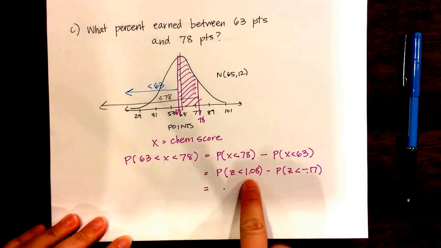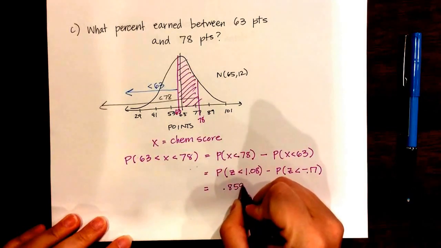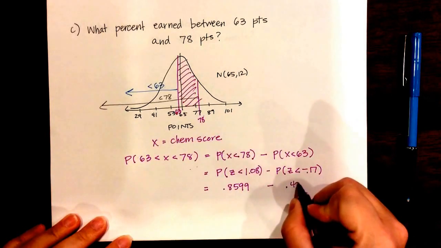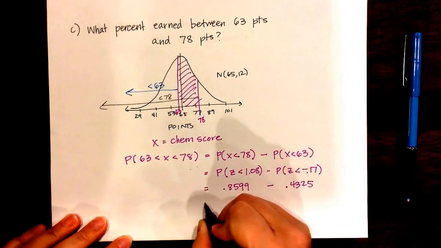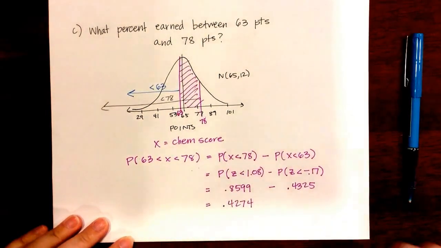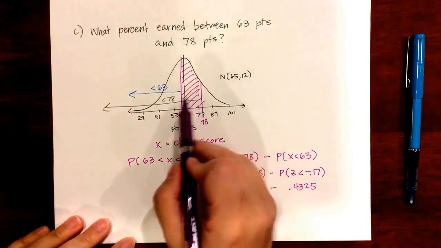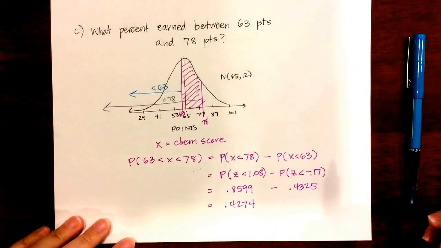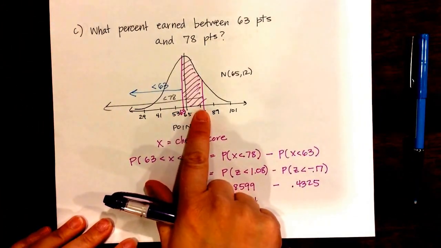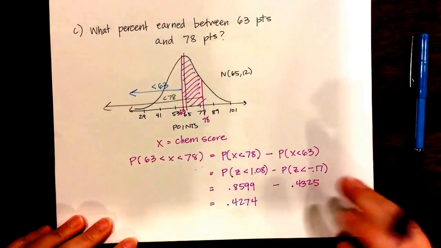Okay, when you look that up, that's 0.8599. And when you look that up, it's 0.4325. Subtract the two values and you get 0.4274 or 42%. So this is about 42%. That makes sense because one standard deviation is 68%, so about half of that. So that looks good to me.